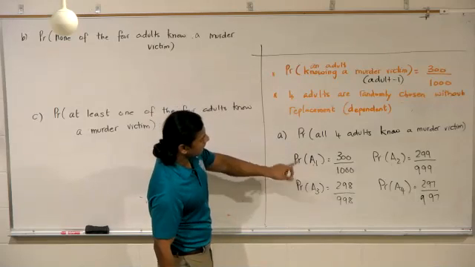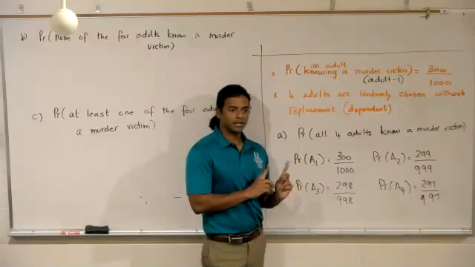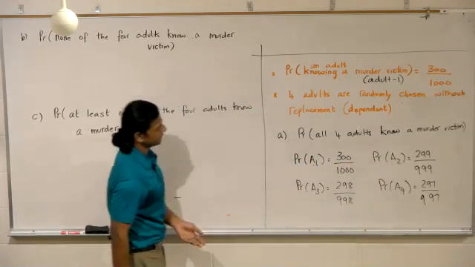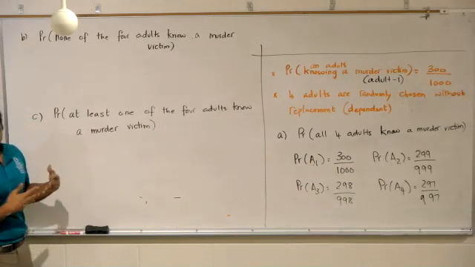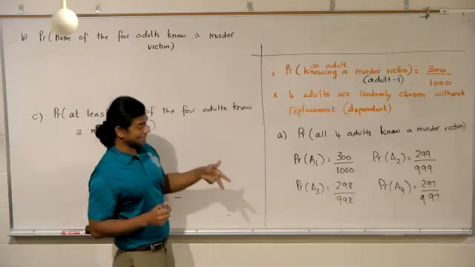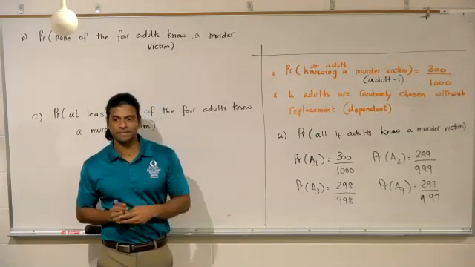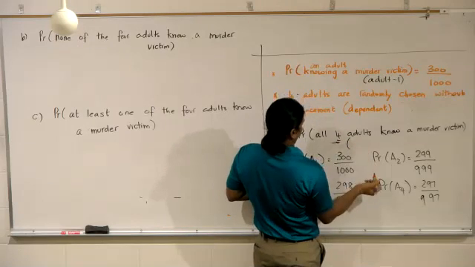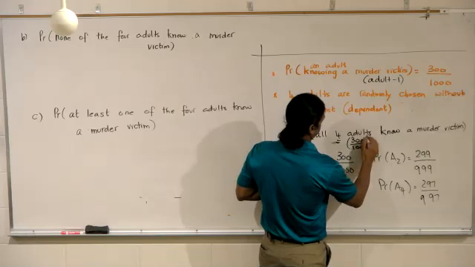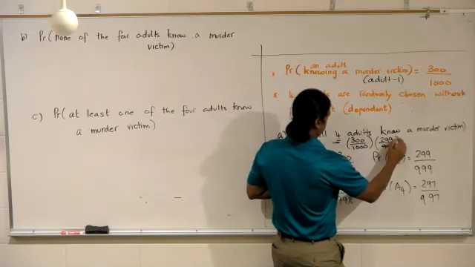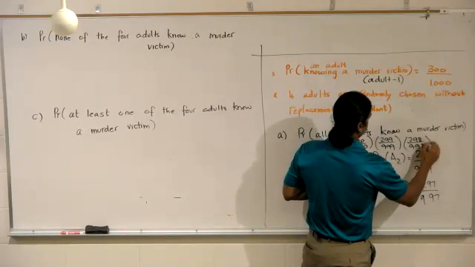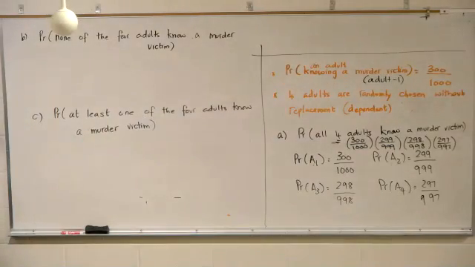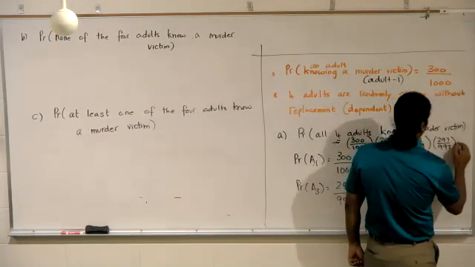So we have the 4 probabilities. Does it matter which one I call A1, which one I call A2? No, it's just random adults. The naming here doesn't matter. So all 4 adults know a murder victim. That would mean the first one does, and the second one does, and the third one does, and the fourth one does. So what should you do to the probabilities? Multiply all of them together, rounding to 4 decimal places. And what is that answer? 0.0079. Is it correct?